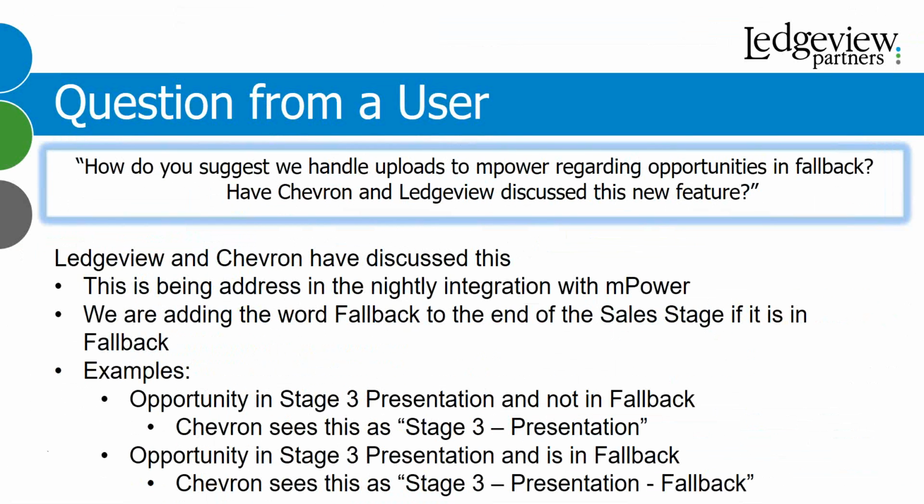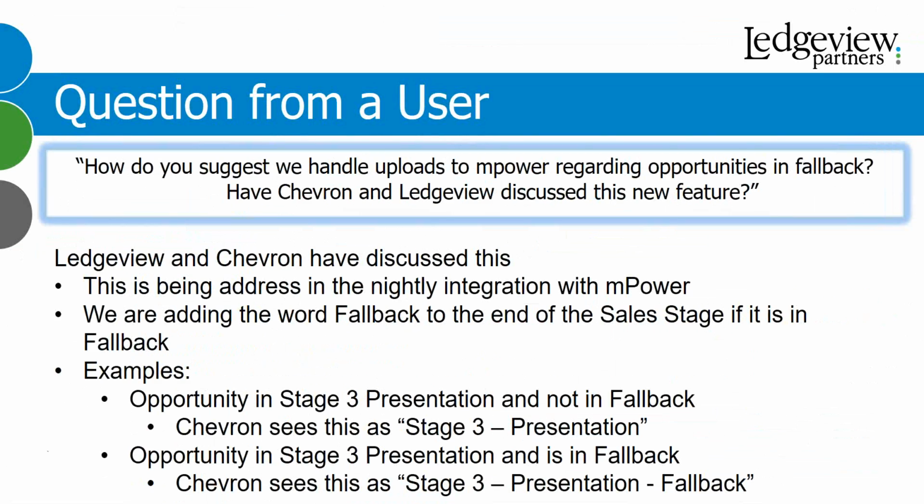Our last question is, how do you suggest we handle uploads to Empower regarding opportunities in fallback? Have Chevron and LedView discussed this new feature? Excellent question. LedView and Chevron, we have discussed this, and this is currently being addressed in the nightly integration with Empower. So we're simply adding the word fallback to the end of the sales stage when it's in fallback.